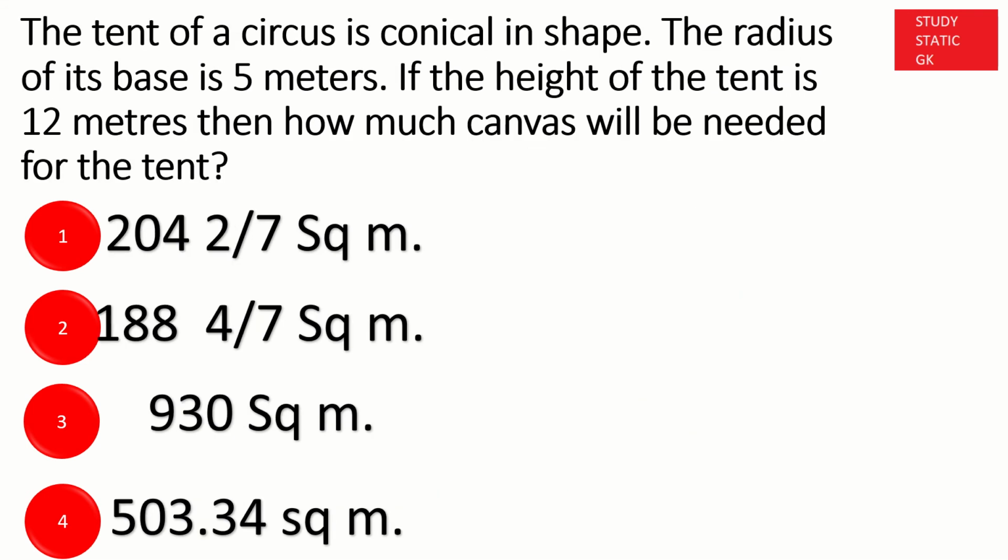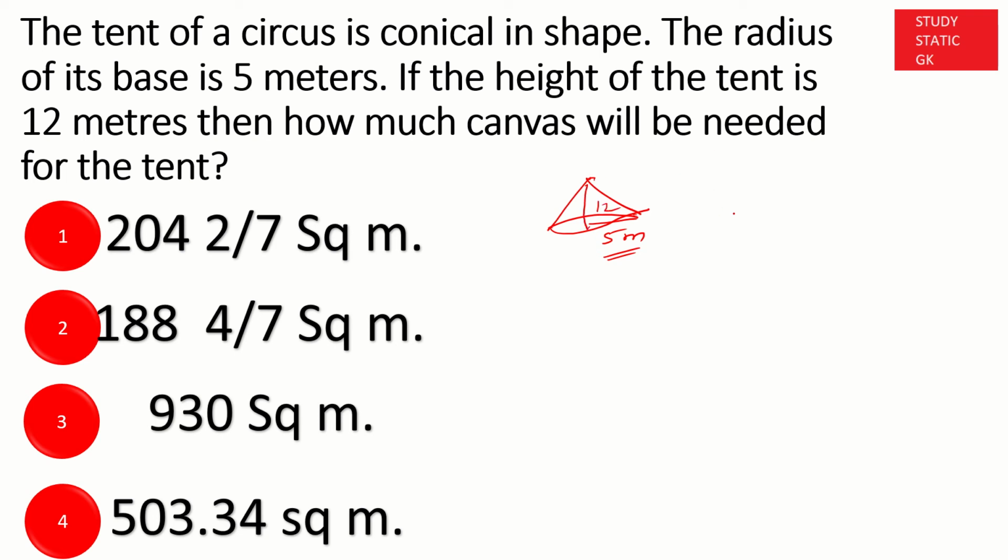You got it? Right. The tent of a circus is a conical shape. The conical shape means this one is the cone. This one is the cone, right? Okay. I'm bad at drawing, please adjust. So now the radius of its base is 5 meters. Of course, my writing is also very dirty, I try to improve. And the height of the tent is 12 meters. So this is 12 meters.